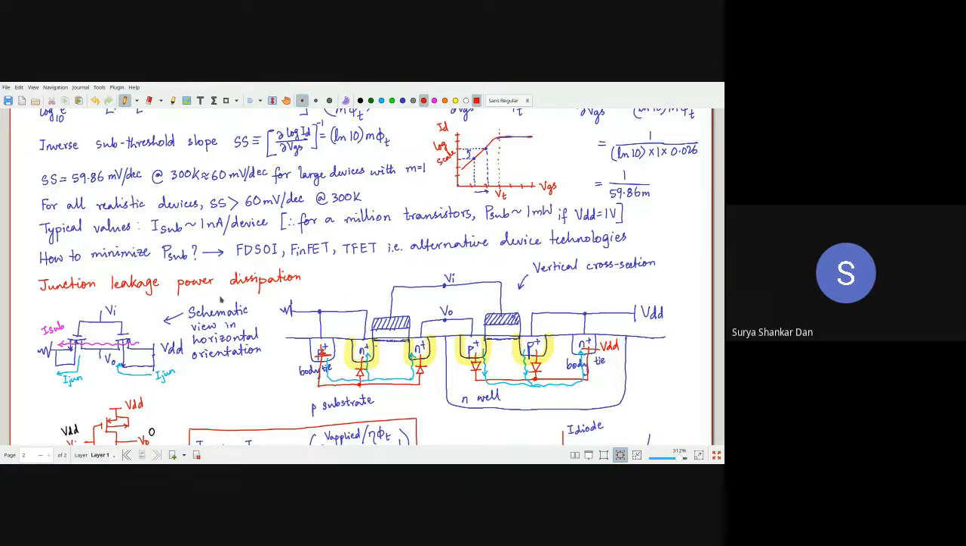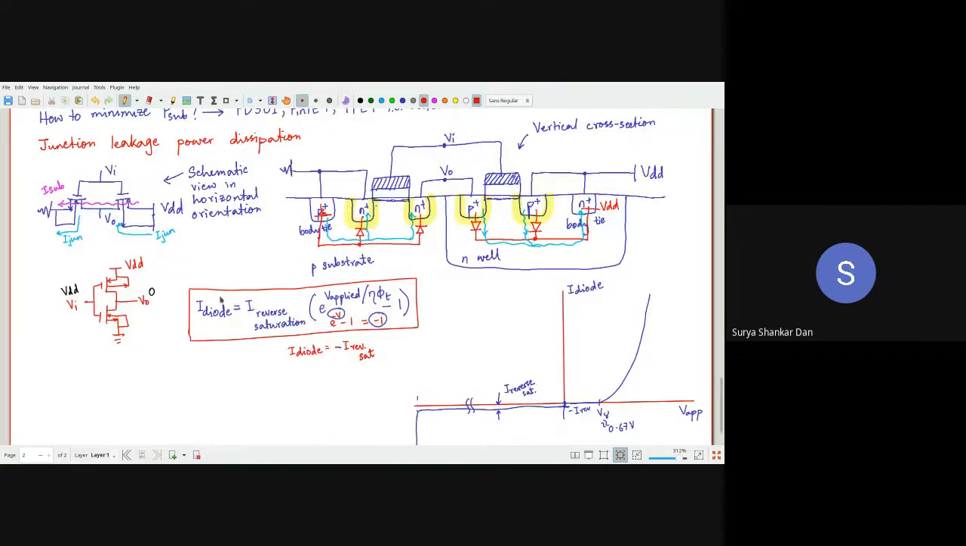Short circuit power, as we have discussed earlier, and dynamic power are the concerns of the circuit designers only during transitions.